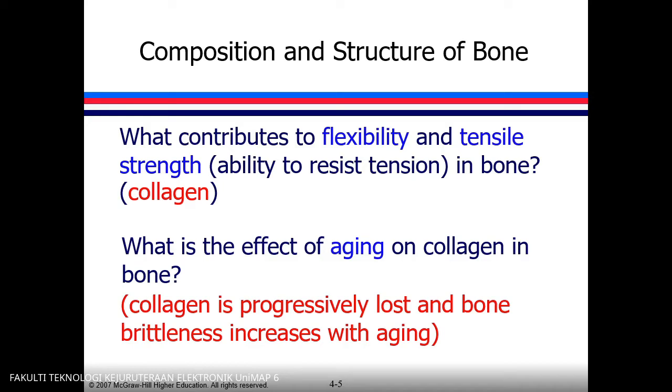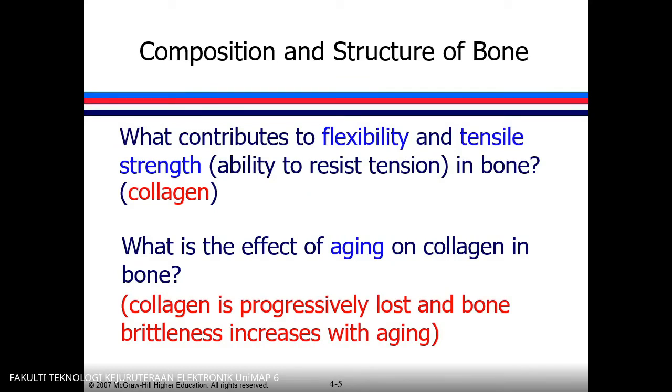Okay, so there is another question. What contributes to flexibility and tensile strength in bone? So the answer will be collagen. So in our bone, we have collagen. It has a function to make the bone flexible and also contributes to tensile strength. Okay, and then what is the effect of aging? Aging is penuaan in Malay.